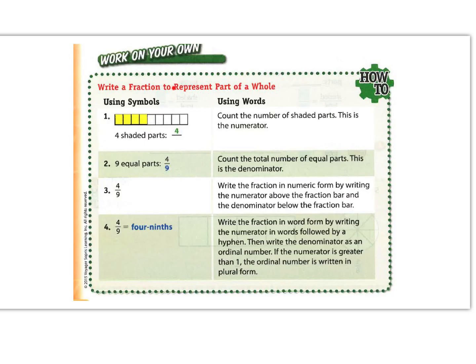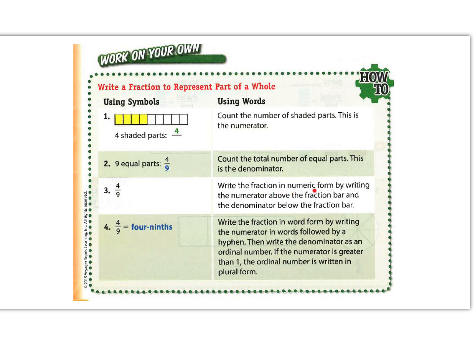All right, write a fraction to represent part of a whole using symbols. It says count the number of shaded parts. This is the numerator. So here we have 4 shaded parts. The numerator, the number on top, is 4. Then count the total number of equal parts. This is the denominator. 9 equal parts. That's the denominator on the bottom.